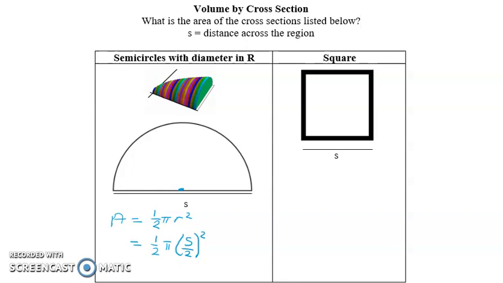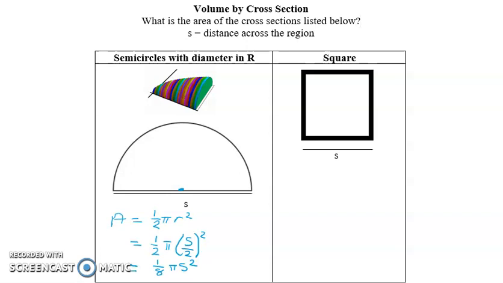We can simplify this further. It's not necessary. We can always pull this 1/2 out to the front. You may see this sometimes written: if we square s, we get s squared, and if we square 2, we get 4. So if we multiply the 1/2 by the 1/4 here, this would be the same as having 1/8 pi s squared. Okay, so we can use either one of these. It's just whichever one you're more comfortable with.